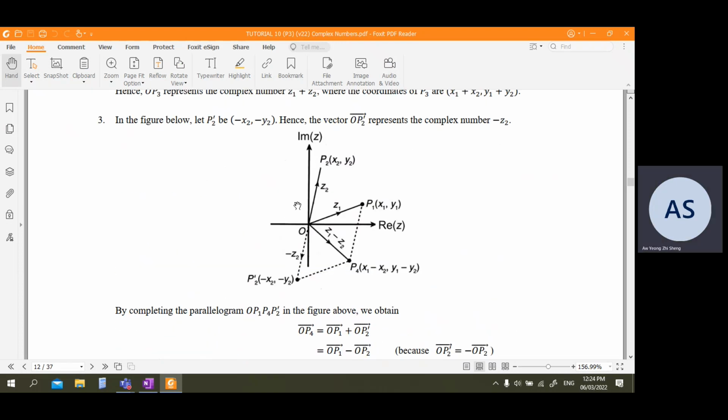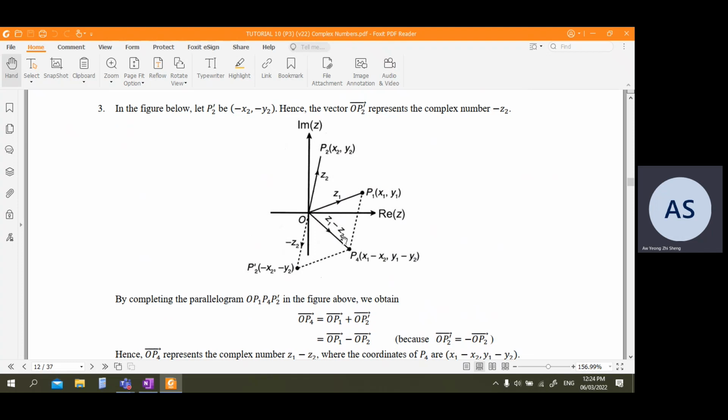So this printed diagram, they use the parallelogram approach, where they place the OP1 and OP2 prime in a diverging position. They complete the parallelogram and then they just connect point O to the opposite vertex of the parallelogram. So the effect is still the same. They still obtain OP4 as the vector representation of Z1 minus Z2.